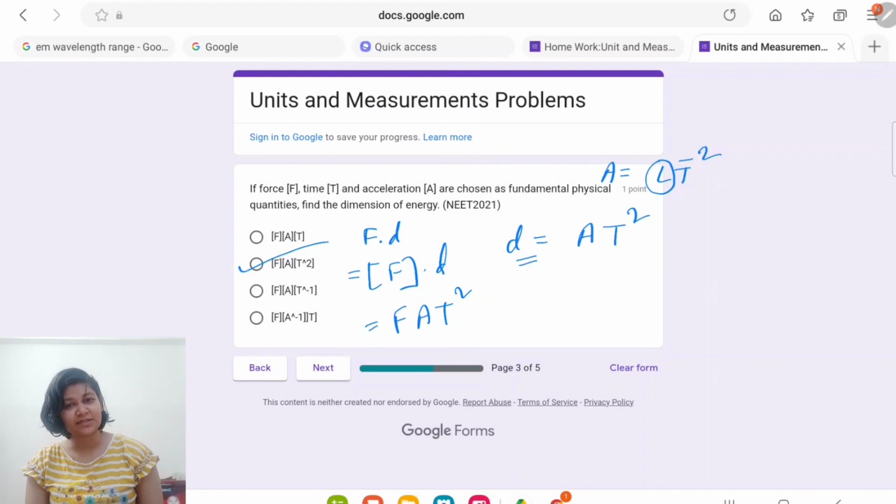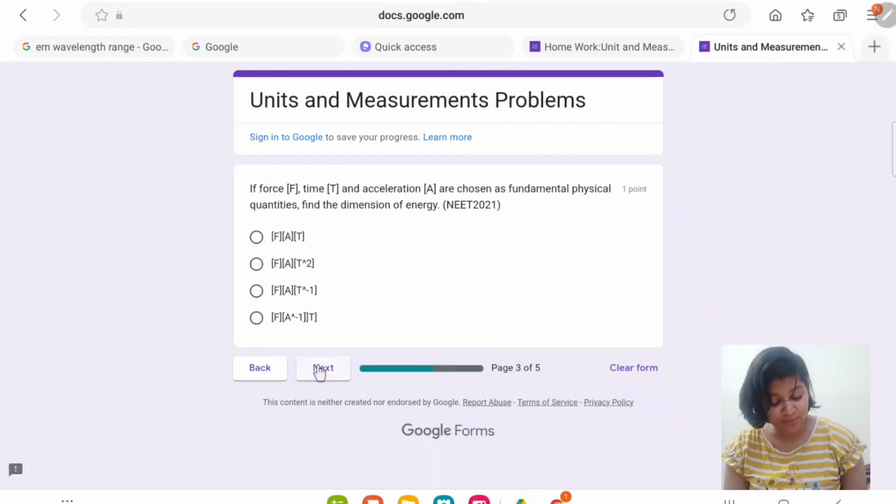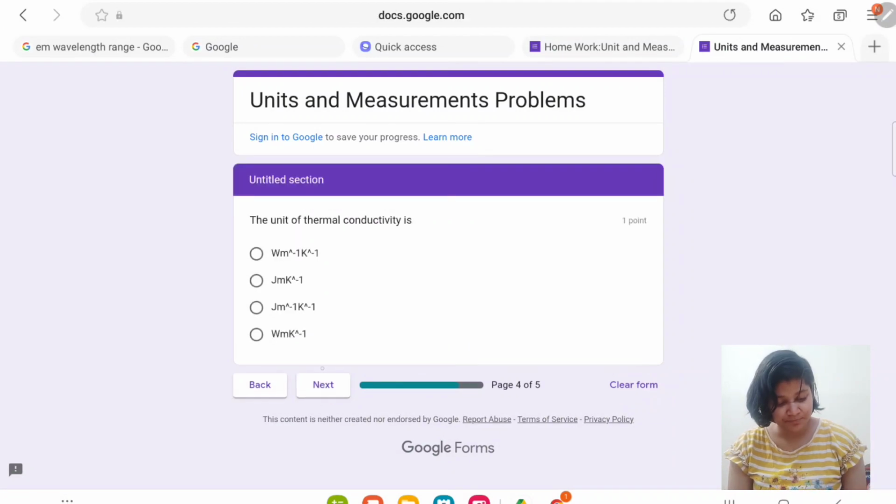So this option is correct. The problems are very simple. Let us move on to our next problem. Okay, so here they want to know the unit for thermal conductivity.